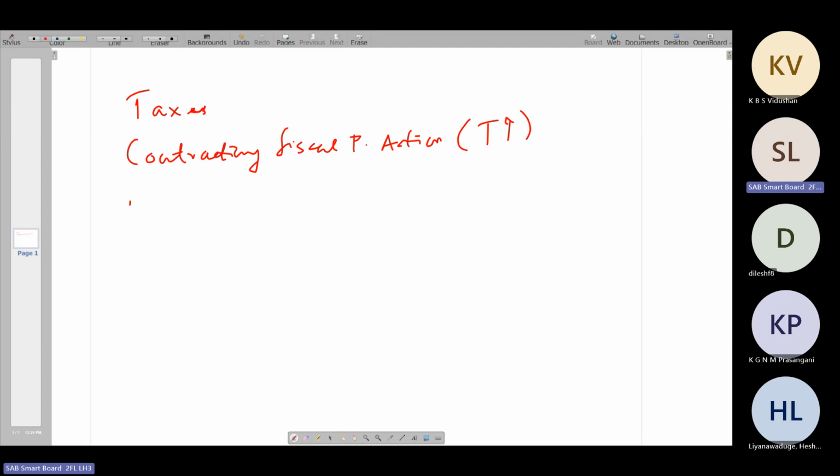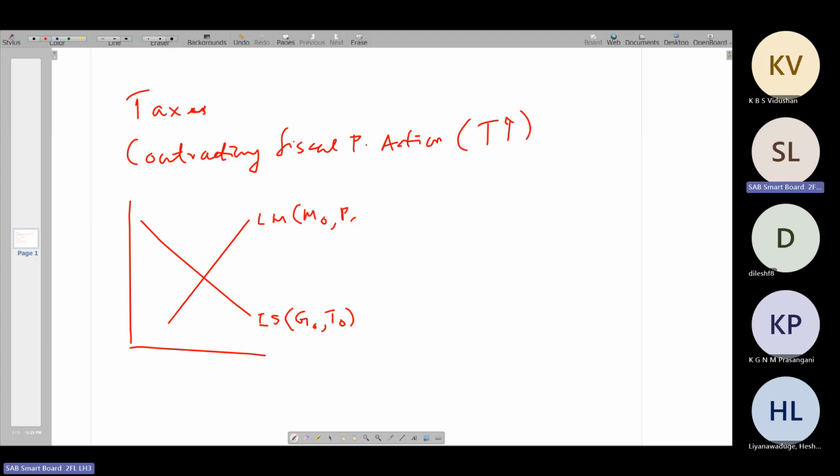Now what happened is the IS-LM. So what is happening? This is IS. We know that B0, T0, taxes initially we assume at a particular level. LM, and zero price. B0, both we assume constant. So this is the equilibrium.